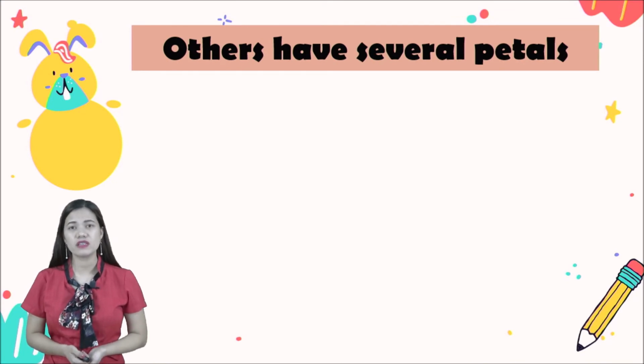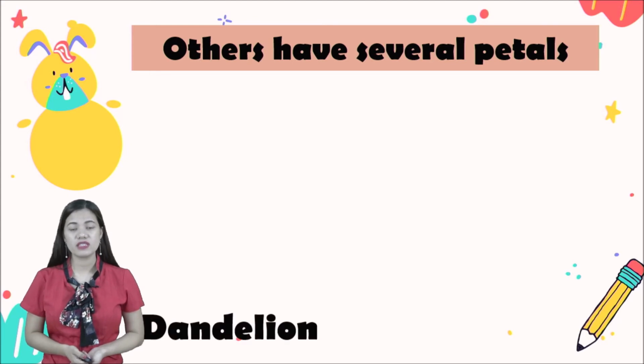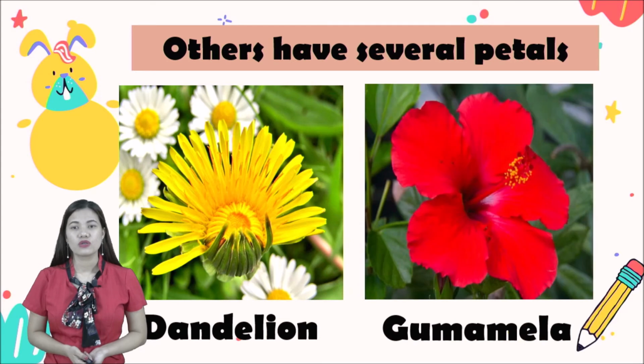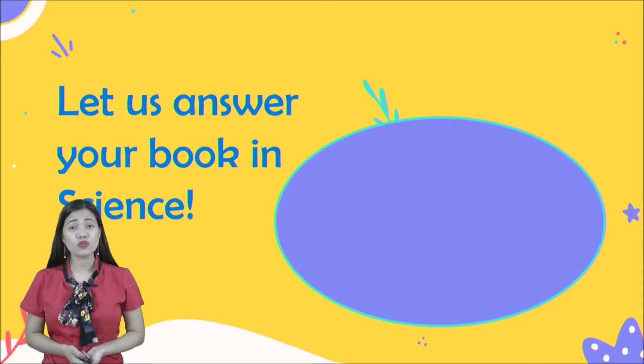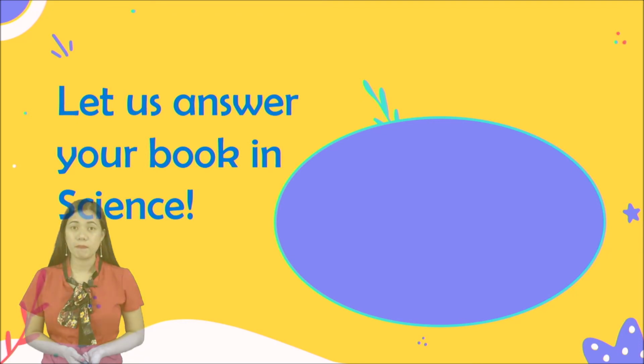When we say several, they have a lot of petals. Example of this, we have dandelion. Gumamela has 5 petals. So those are the numbers of petals according to the flowers.